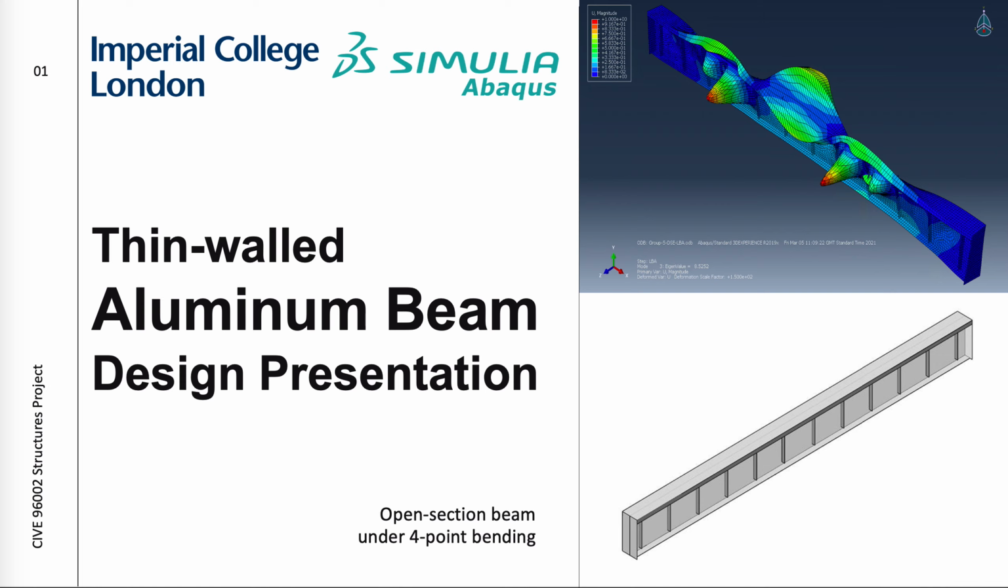This presentation is about the design of a thin-wall aluminium beam, which is done in an FE simulation software, Abaqus, and through hand calculations. The beam is designed to be an open section, subjected to 4-point bending as specified in the brief.